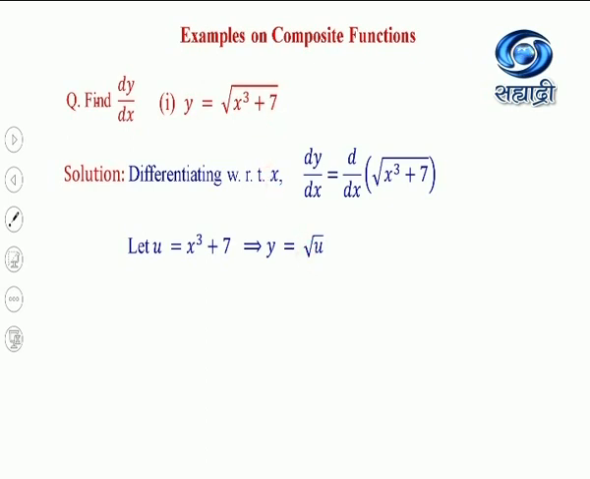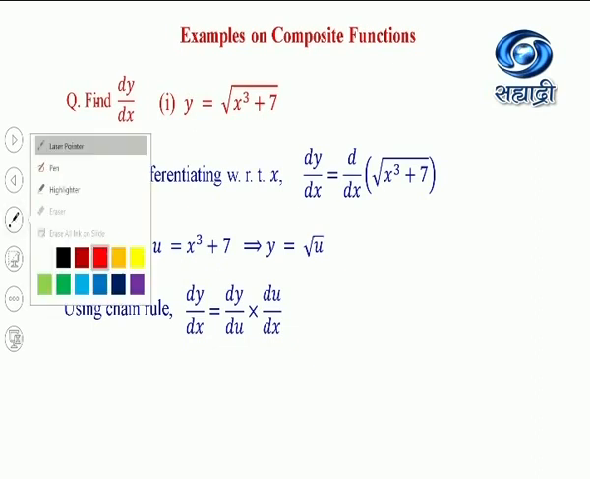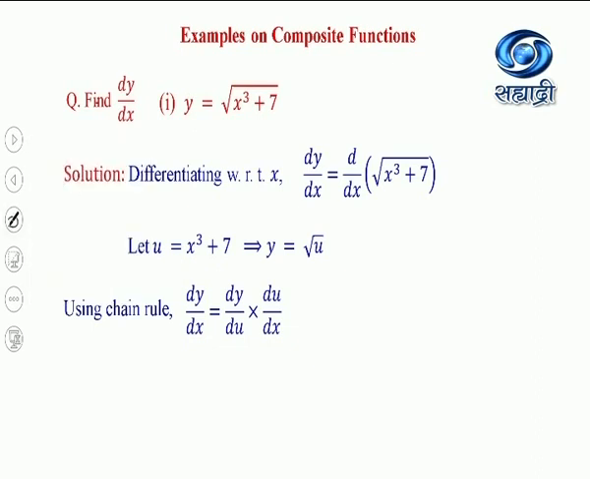It becomes root u. Now using chain rule, here you have to write dy by dx equal to dy by du into du by dx. Now here we consider derivative of y with respect to u. What is this? Derivative of root u, that is 1 upon 2 root u. Variable is u, so you write in this way.